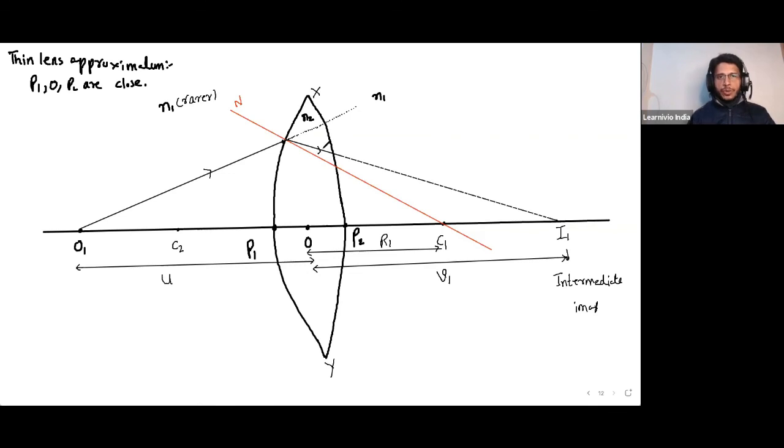But when the ray moved from the lens to the surrounding, there should be one more refraction because it's moving from glass to air. So let's draw another normal on the surface. This is the second normal. Now your ray is moving from glass to air, from denser to rarer medium. So it will not bend towards the normal. It will rather bend away from the normal, like it will bend here.